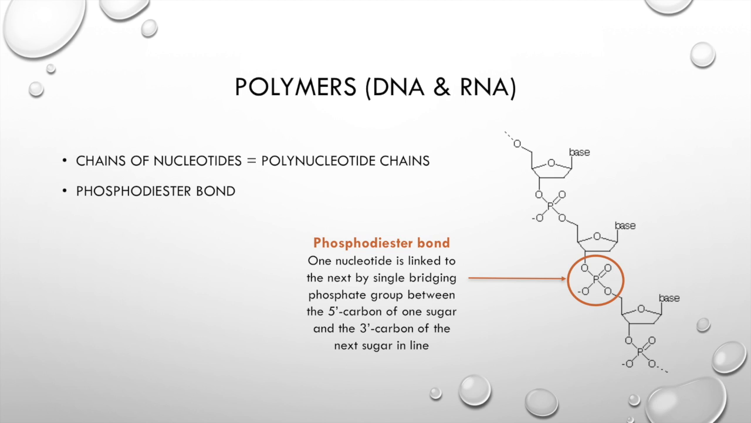And so a single bridging phosphate group between the 5' carbon of one sugar and the 3' carbon of the next sugar in line is going to be linked together, and that's going to form that phosphodiester bond. So we can see here we have the 3' carbon, and each subsequent nucleotide's 5' carbon is going to attach to that 3' carbon.